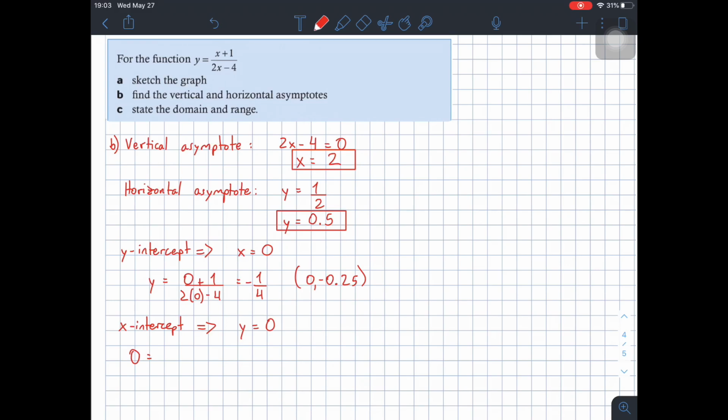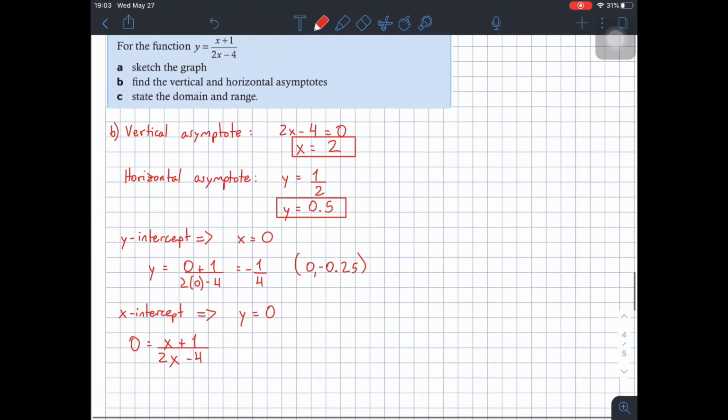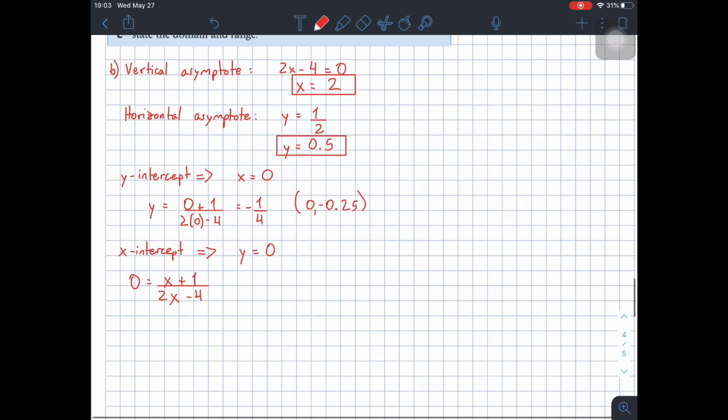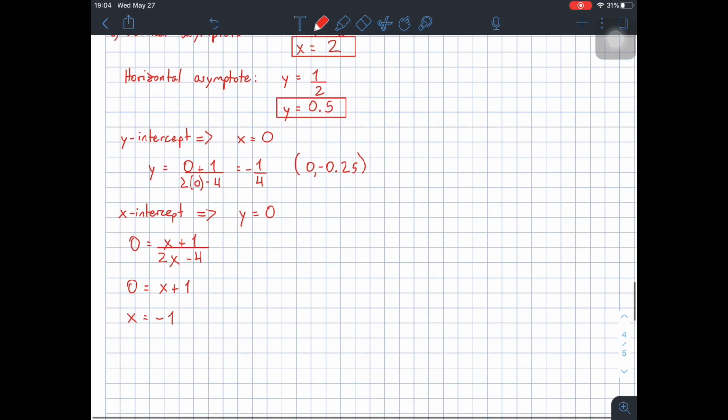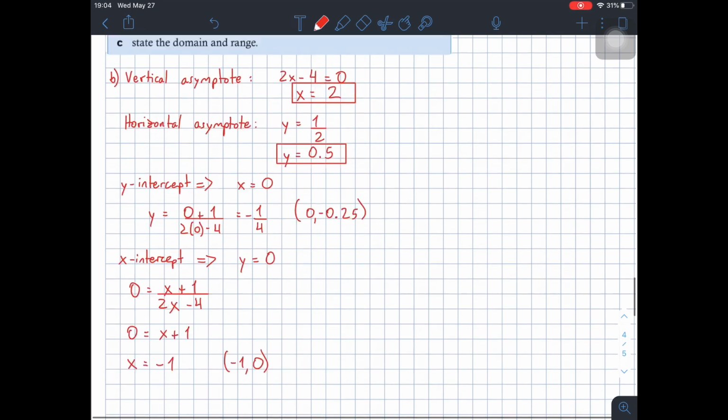There you go. And for the x-intercept, we set y to 0. So this is 0 equals (x plus 1) divided by (2 times x minus 4), sorry, not 2 times 0, 2 times x. So if we solve this, we take all of this term multiplying here by 0, so that term gets eliminated. So 0 equals x plus 1. So the value of x is x equals negative 1. So the x-intercept has coordinates (negative 1, 0). Okay, once we have all of that information, then we can do our sketch.